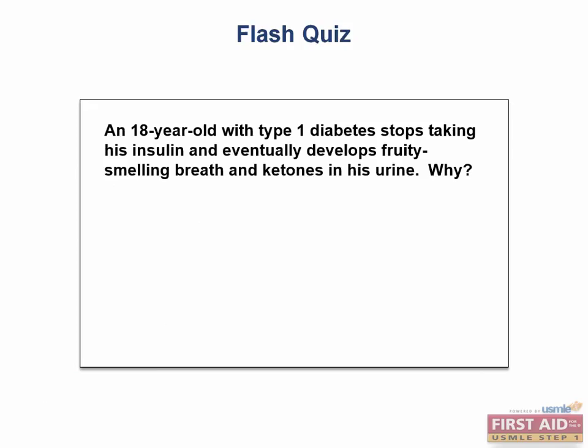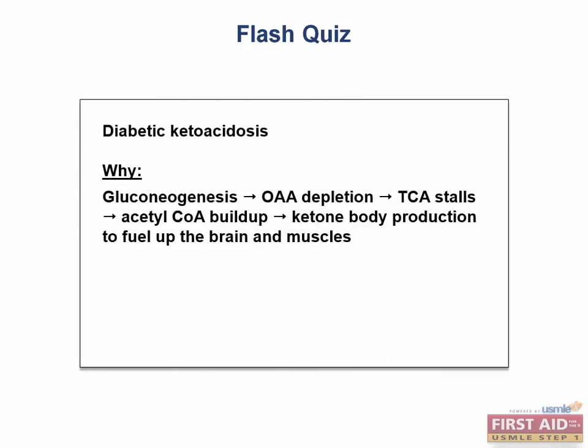Let's do a clinical example using ketone bodies. An 18-year-old with type 1 diabetes stops taking his insulin and eventually develops fruity-smelling breath and ketones in his urine. Why? This man developed ketoacidosis because he depleted oxaloacetate, since his body ramped up gluconeogenesis. Since he depleted his oxaloacetate, his TCA cycle stalled, which shunts glucose and free fatty acids into ketone production to supply fuel for his brain and heart.